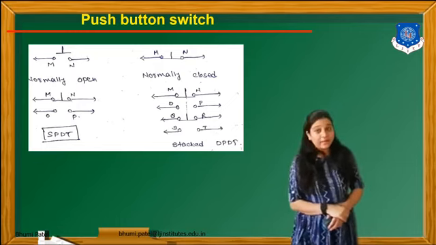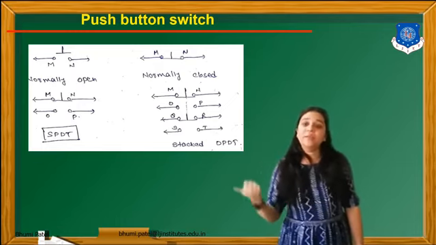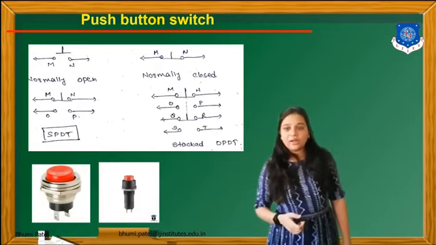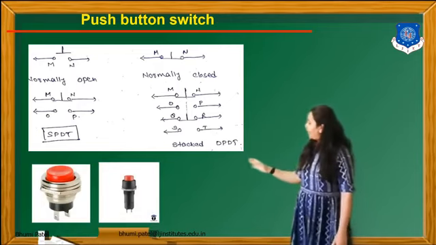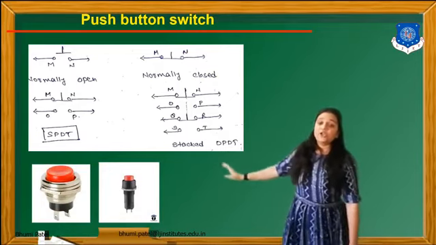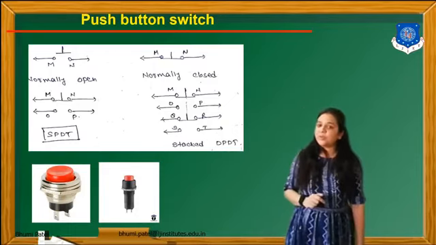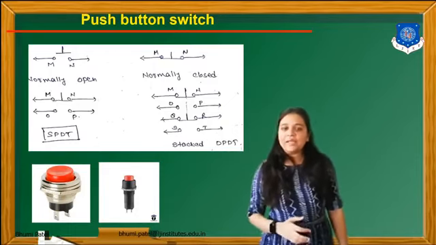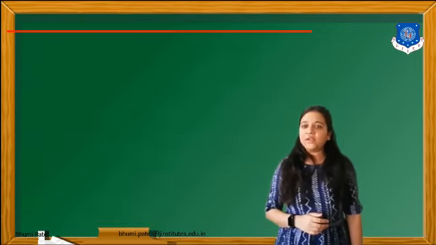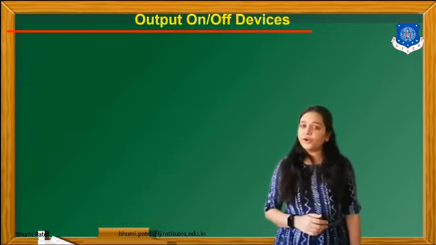So we can connect normally open logic with the push button or the toggle switch, and this is the actual picture of the push button switch. So you can connect this type of push button switch with the PLC hardware. Clear? Now next one is the output on off device.